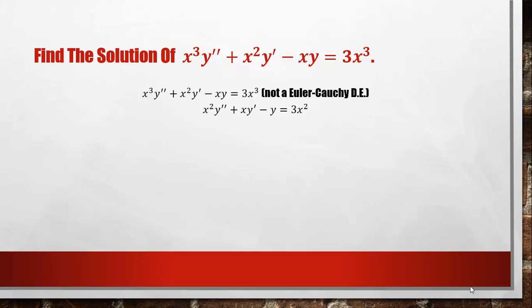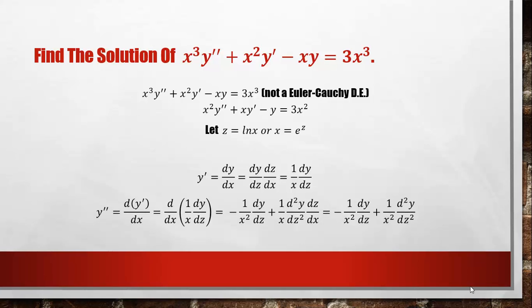To solve an Euler-Cauchy differential equation, we will introduce a new variable, z is equal to ln x, or x equal to e to the z. Since we've introduced a new variable, we must also change y prime. Since y prime is equal to dy over dx, it is also equal to dy over dz times dz over dx, where dz over dx is just equal to 1 over x. So y prime now is equal to 1 over x dy over dz.